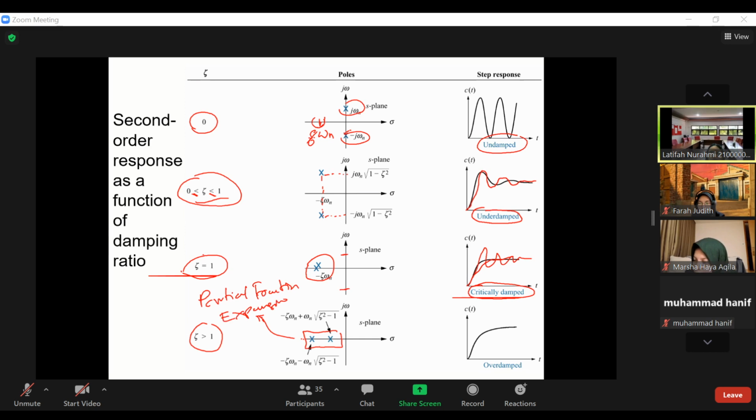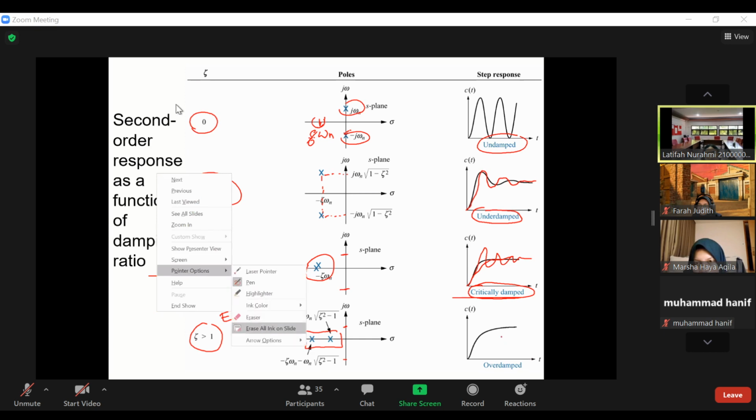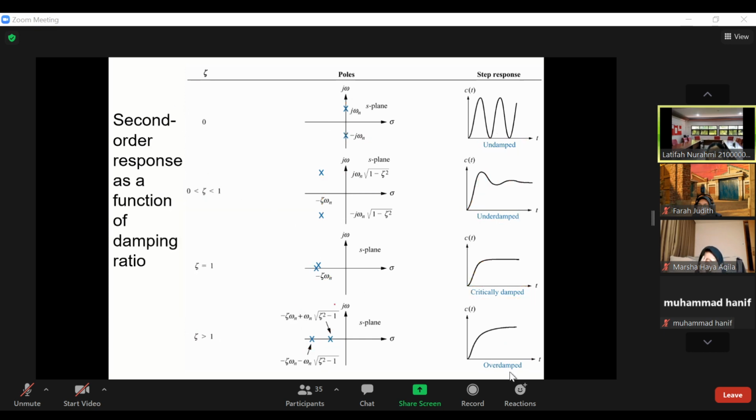You always have these two real factors. When you have this and you don't have the omega d, you don't have the imaginary part. It looks the same, but it is not. It looks the same between critically damped and overdamped. So here's our critically damped, and here's the overdamped.